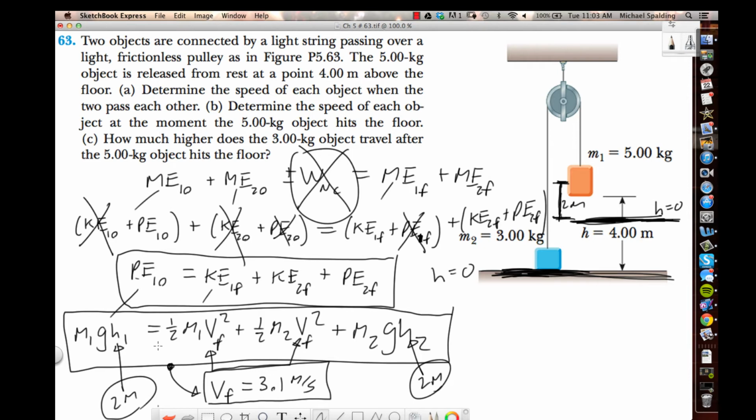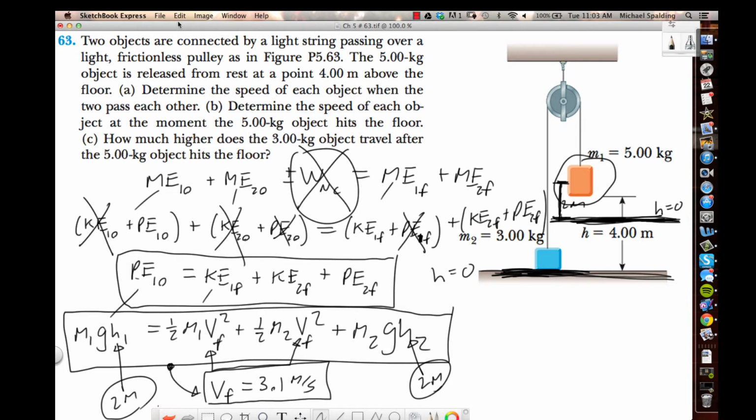Why is it 2 meters for M1? That's the lowest point. M1 starts up here, and M1 is going to drop 2 meters. So what I did is I said that this level, this line right here, is the 0 point for M1. So M1 starts out 2 meters above.